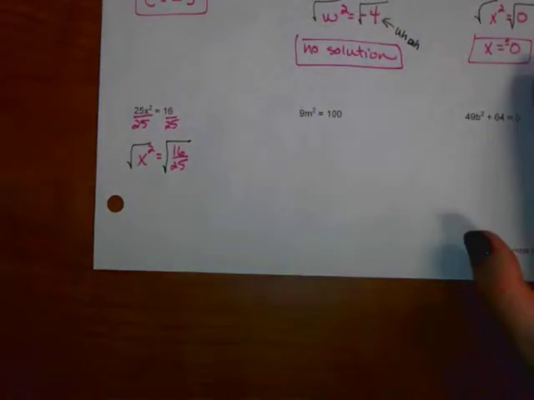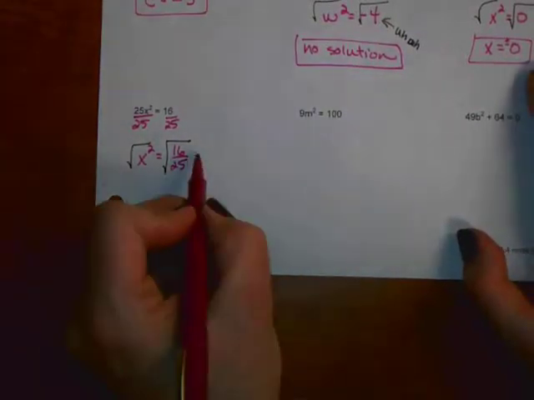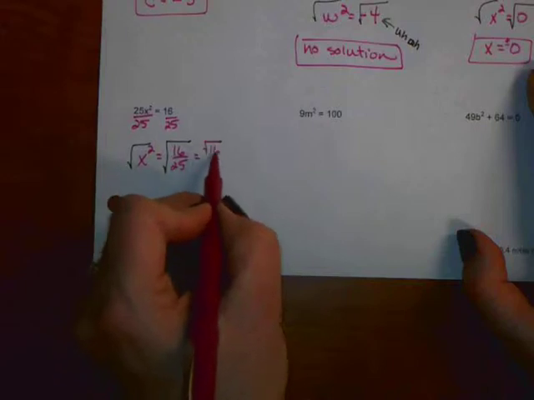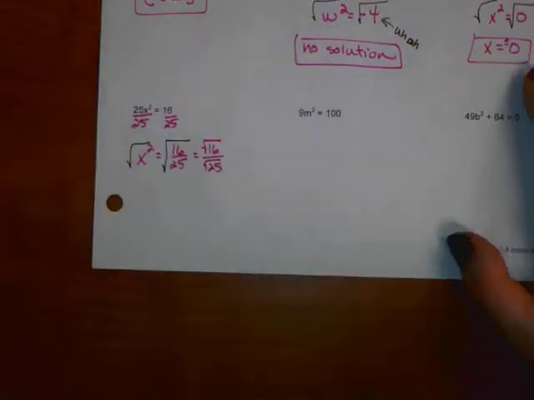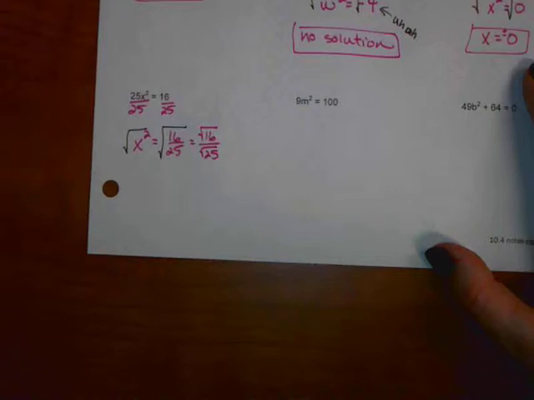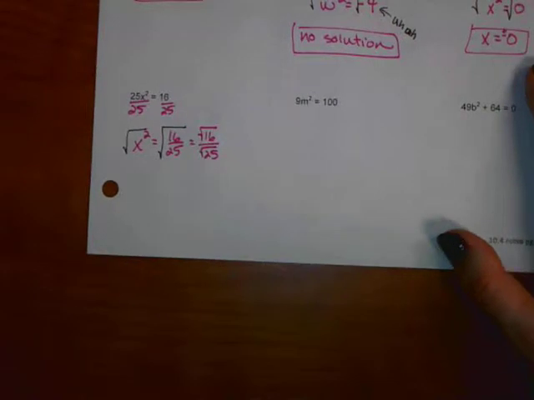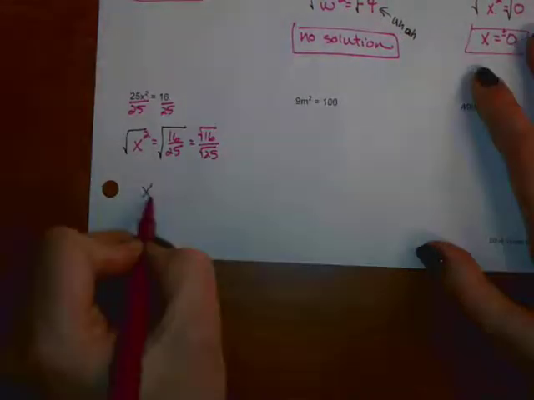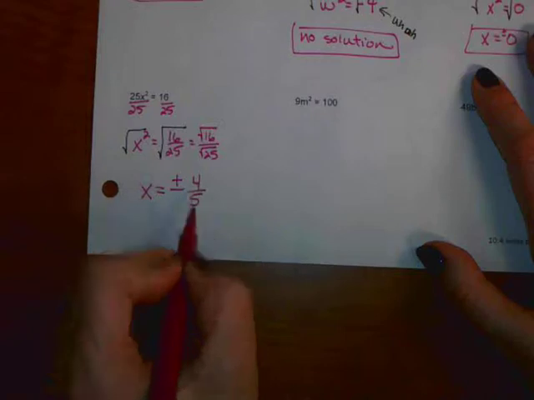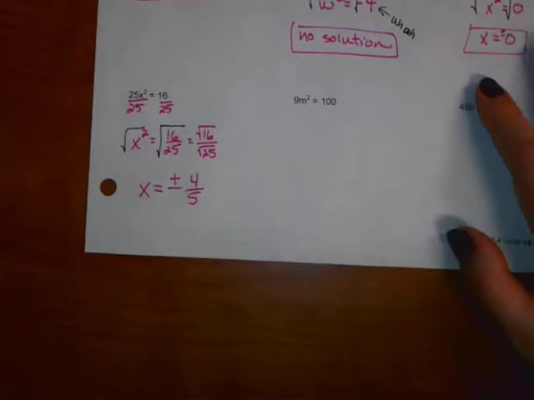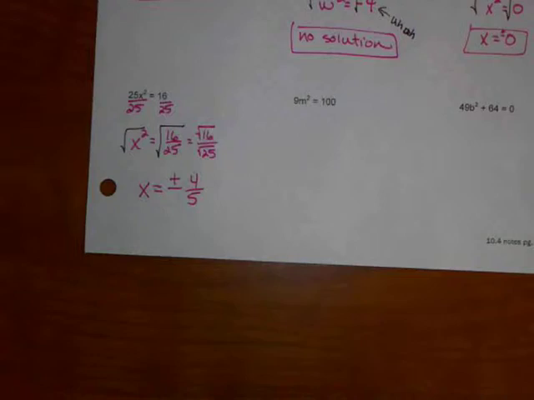So let me show you how you can do this. Instead of just whipping it out on the calculator, you can consider this. It's the same thing as the square root of 16 over the square root of 25. Do you know what the square root of both of those numbers are? 4 and 5. So x would be plus or minus 4/5. Because we inserted the square root, we have to keep that plus or minus in there.